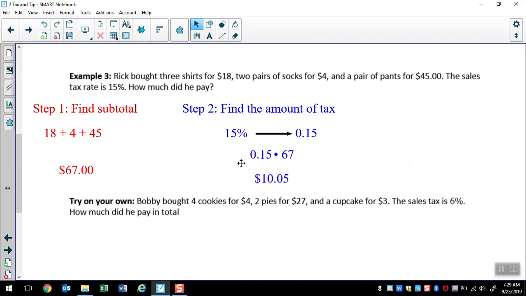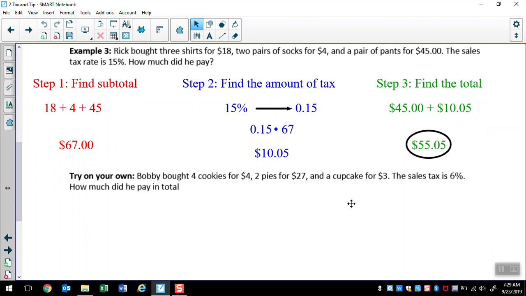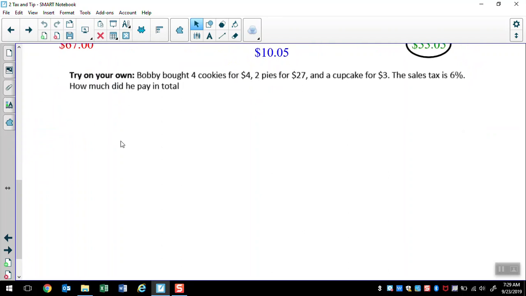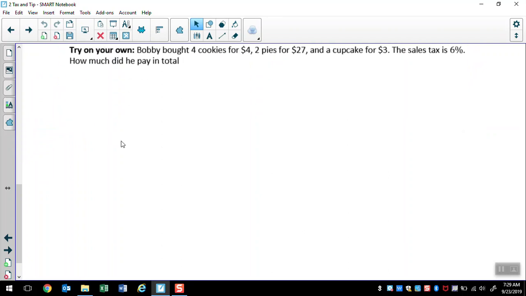So that's how much tax we paid, but what we need to do is find out how much he paid altogether. So now our third step is find the total. We're going to take the $67 and add the $10.05 to it. And we get $55.05. Come on down here and try this one on your own. Go ahead and pause your video.